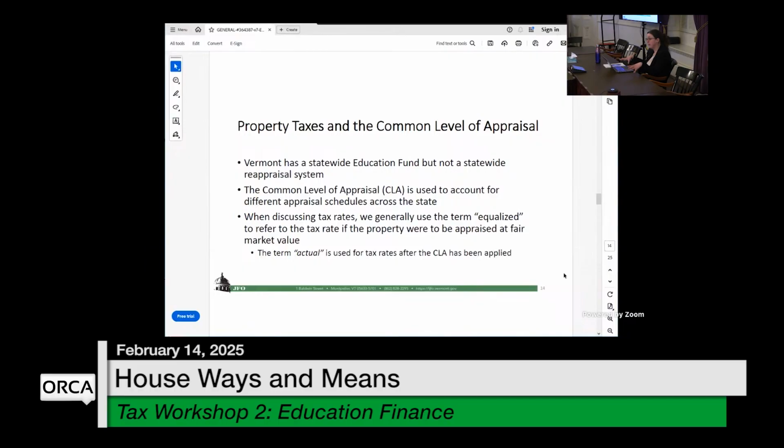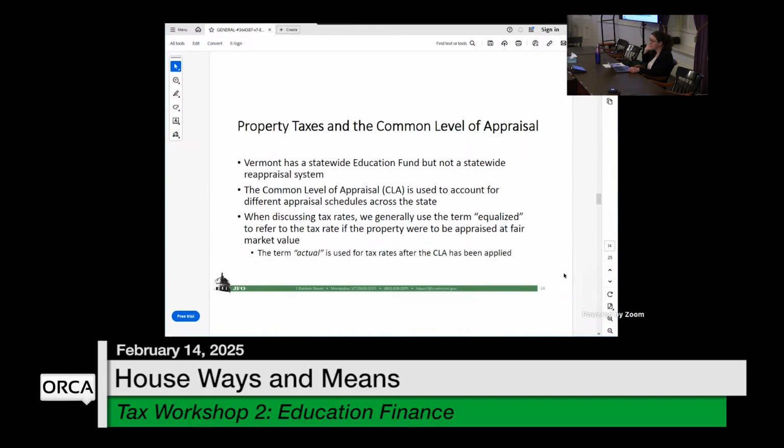Before going into the two categories, I want to touch on the common level of appraisal, the CLA. So we know that Vermont has a statewide education fund. It does not have a statewide reappraisal system. So what that means is that there are communities reappraising at different times across the state, but are all paying property tax into the statewide education fund. So the common level of appraisal, the CLA, is a mathematical, statistical mechanism used to account for those different appraisal schedules across the state. Right?